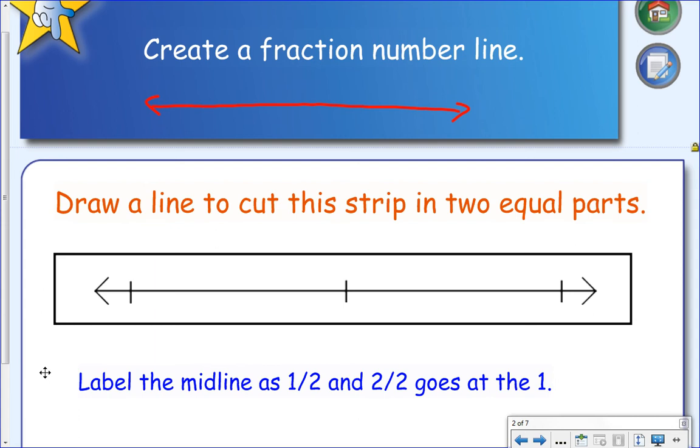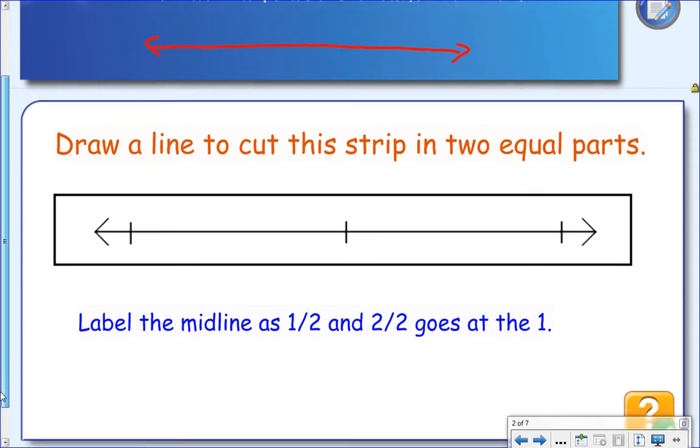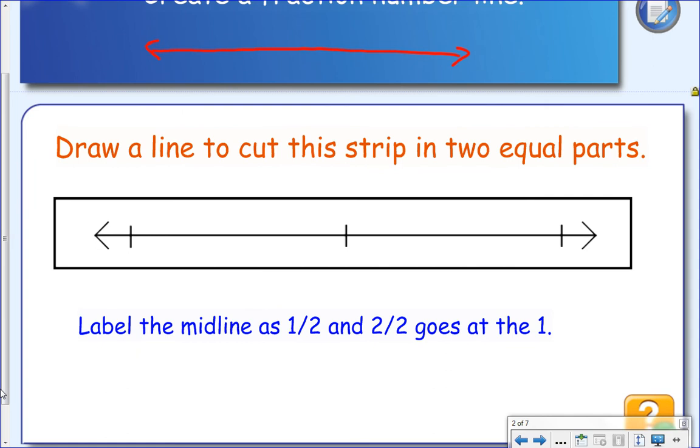Okay, first thing we're going to do is draw lines to cut the strips into two equal parts. So now we're working with halves and wholes. What I'm going to do is just like they did here, draw one line on one end of the line by the arrows and another one by the other end. This is going to be my 0 point or my starting point. This is going to be my whole point. So anything I make in between here is going to be a fraction of the whole.